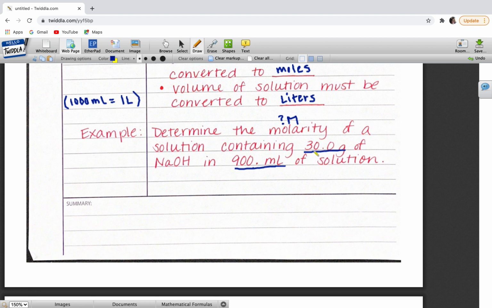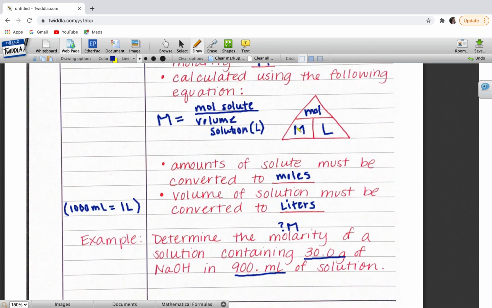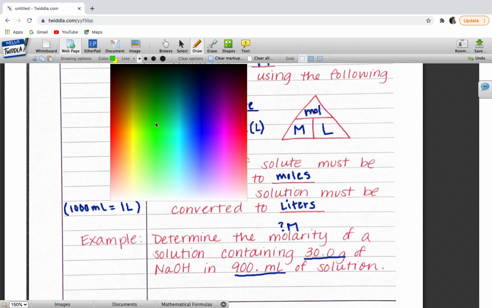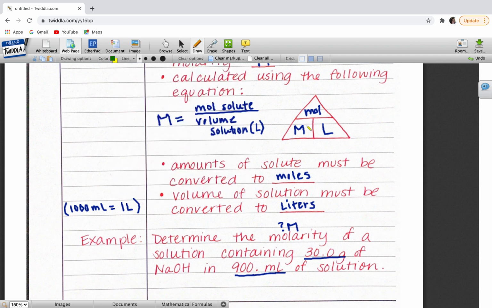So a couple of things we got to do. First off, I'm looking for molarity. So if I cover that up in my triangle, for this problem, that's what I'm solving for.